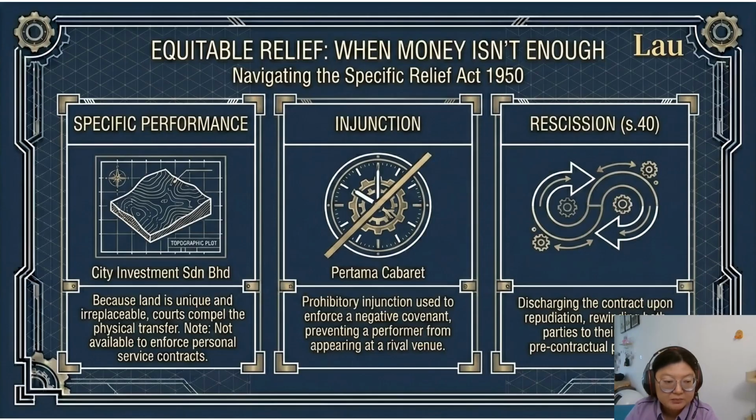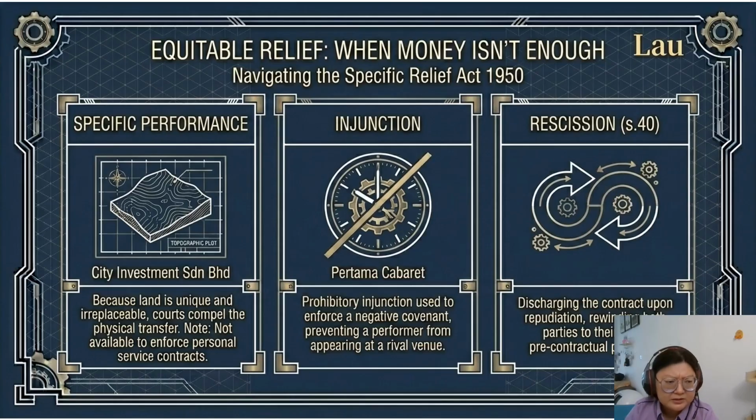than simply paying damages. This is most commonly used in land transactions, because land is unique and cannot simply be replaced with money. This was confirmed in City Investment Sdn Berhad and Koperasi Serbaguna Kupex Terbatas 1985, where the court granted specific performance because no monetary payment could substitute for the specific land in question. However, specific performance is not available for personal service contracts or agreements requiring continuous court supervision.